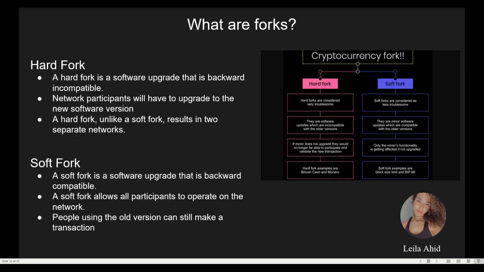On the other hand, we have the soft fork, which is a software upgrade that is backward compatible with previous versions of the software. This means upgraded nodes can still communicate with non-upgraded nodes. It allows all participants to operate on the network. People using the old version can still make a transaction but would not be able to enjoy the functionalities of the new version.